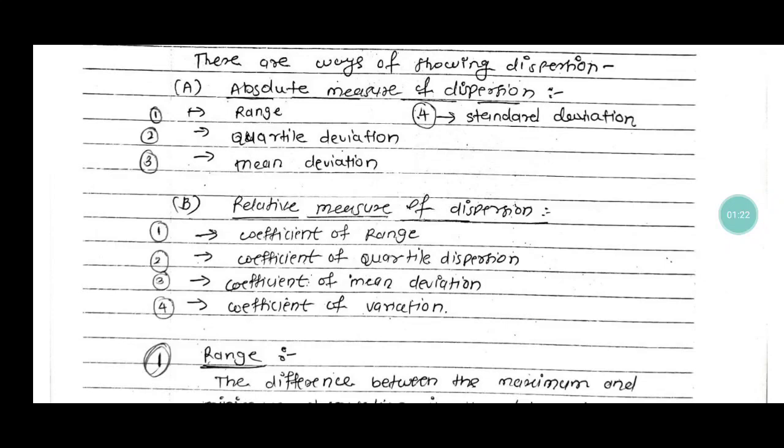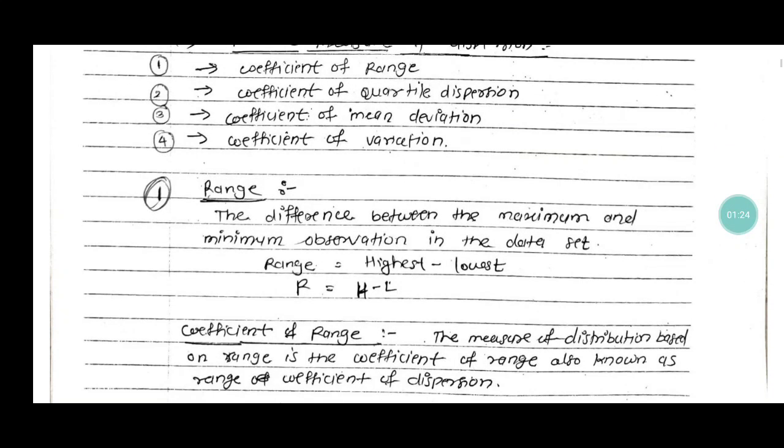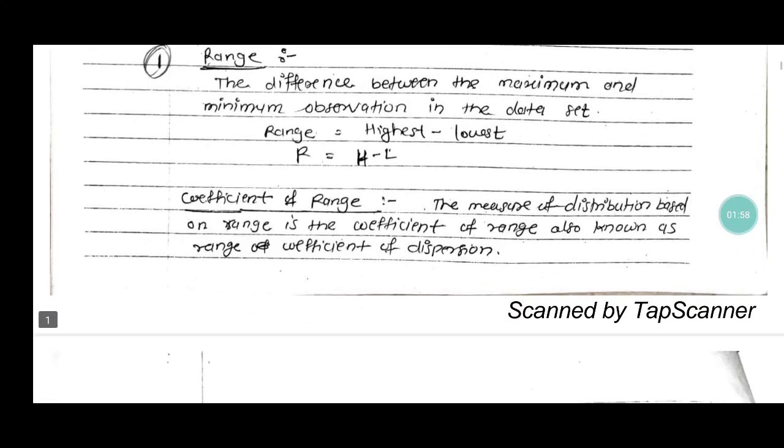4 coefficient of variation. In that number 1 range, so the difference between the maximum and the minimum observation in the data set value is known as range. So the range is equal to highest minus lowest, where R is equal to H minus L. The coefficient of range, the measure of distribution based on range, is also known as the range of coefficient of dispersion.